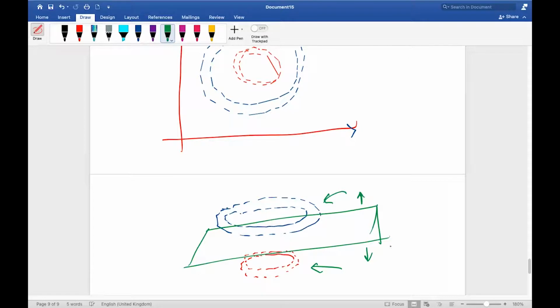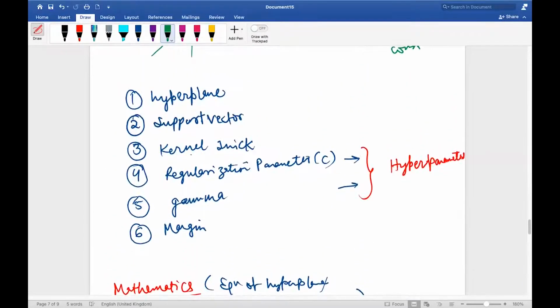Obviously here also support vectors would have been drawn, right? But we have drawn only the hyperplane here, otherwise it will look cluttered. You got the point? All of this should be in your mind. Correct? Any confusion? No. Okay. If you don't have any confusion, can we quickly go ahead to the coding part? Yes.